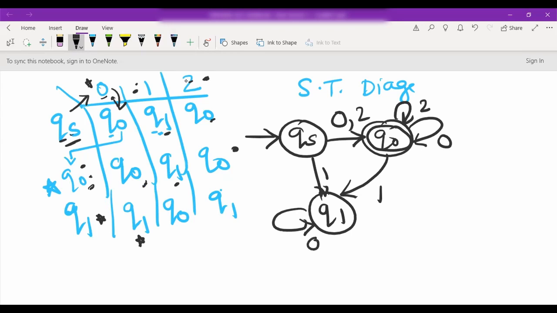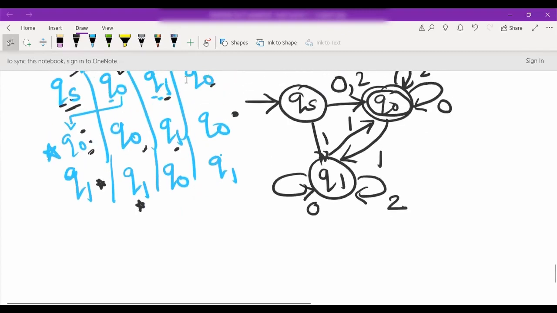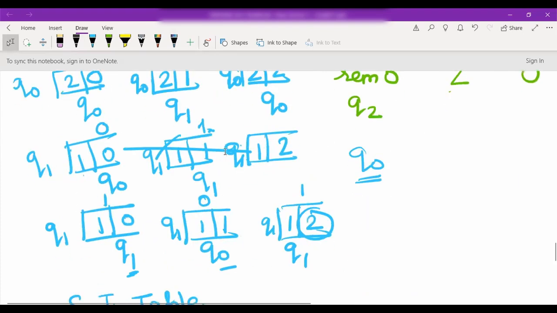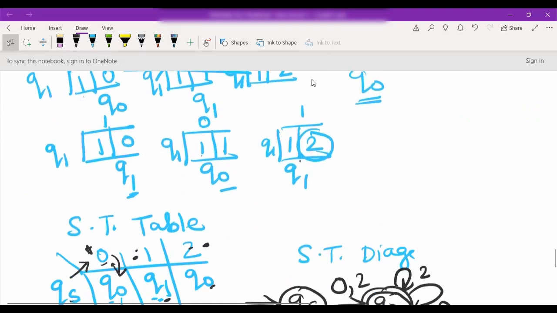Okay. Then Q1 on 1 is going to Q0. Now Q1 on 2 is going to Q1 only. Now we are going to test your FA for the string that we have not considered. Here we had considered the numbers 3, 4, 5, and here we had considered 6, 7, and 8. Now we will go for number 9.